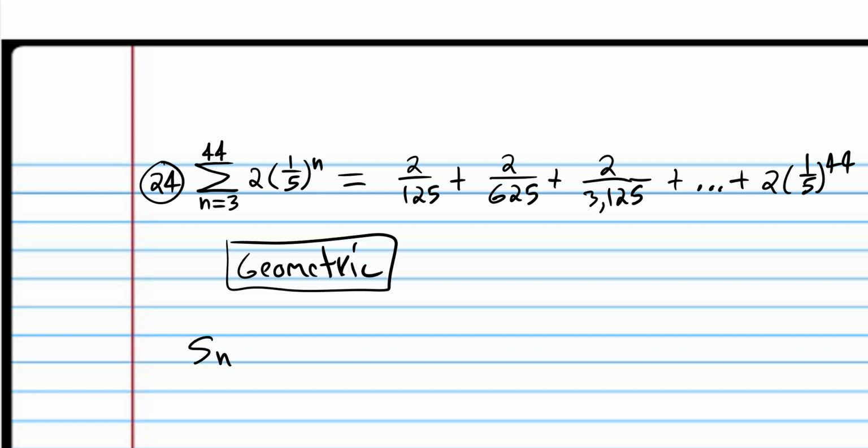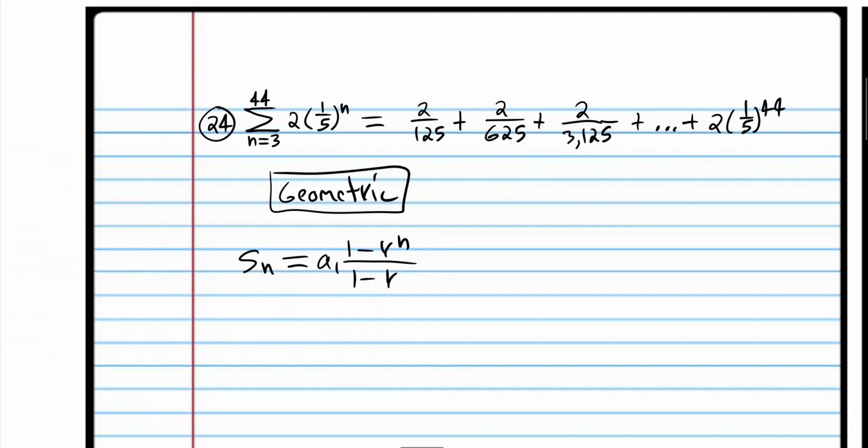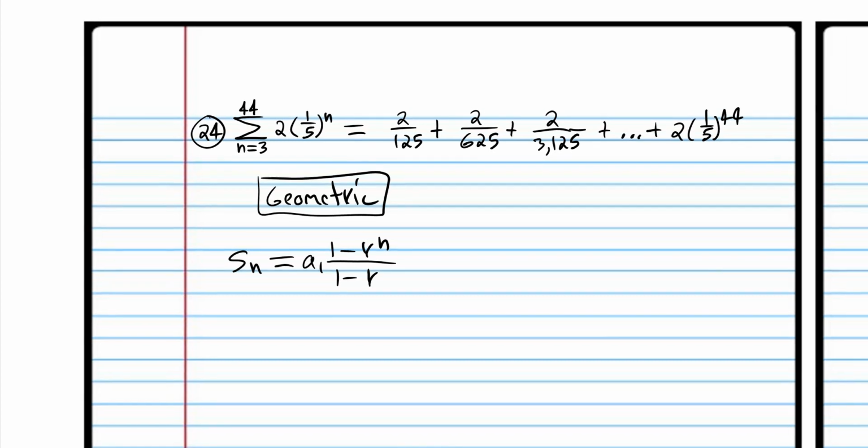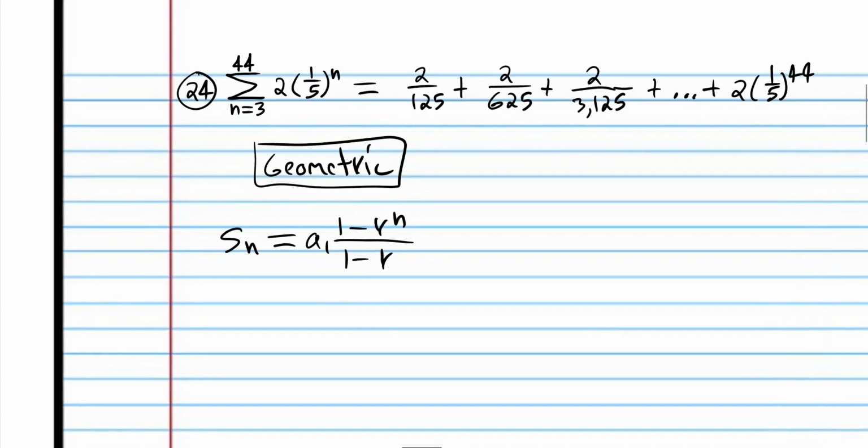So we're going to use our sum formula for the first n terms of a geometric sequence. The big question is, what is n going to be? How many terms are you adding? You're not adding 44. If the lower bound were n equals 1, it would be 44 terms. If it were 2, it would be 43 terms. And because it's 3, it's going to be 42 terms. So we're adding up actually 42 terms.